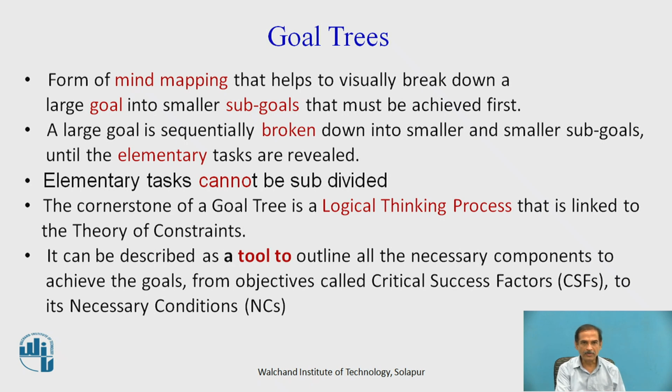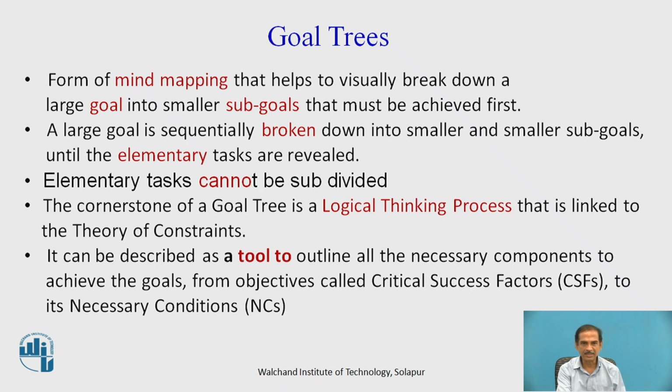We talk about the goal trees being a form of mind mapping that helps to visually break down a large goal into smaller sub-goals, which must be achieved first before the global goal is achieved. A large goal is sequentially broken down into smaller and smaller sub-goals until an elementary task is revealed, which cannot be further divided.